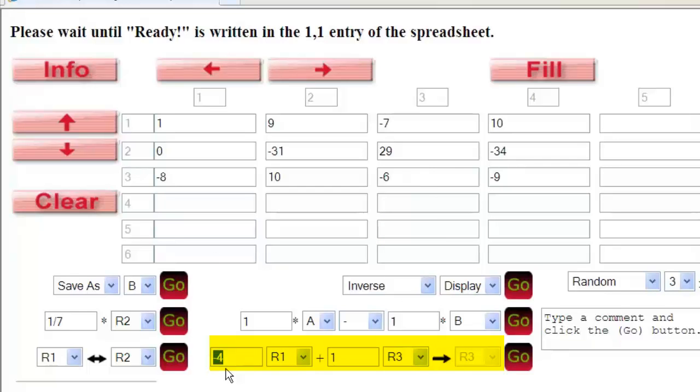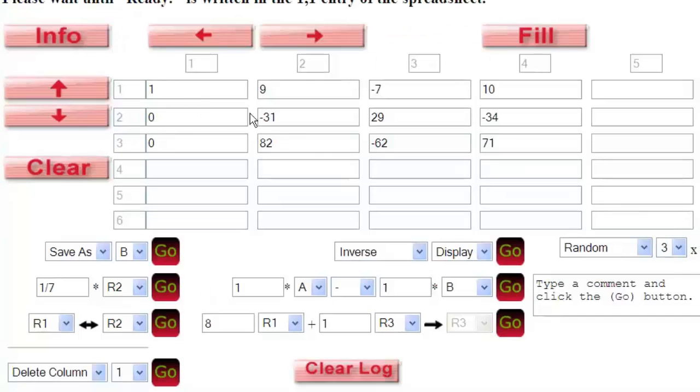And in order to do that, we're going to take 8 times row 1 and add it to 1 times row 3, which will give me a positive 8 plus a negative 8, which will be 0, and store it in row 3. And thus I've reduced the first column to a unit column with 1 in the upper left-hand corner.